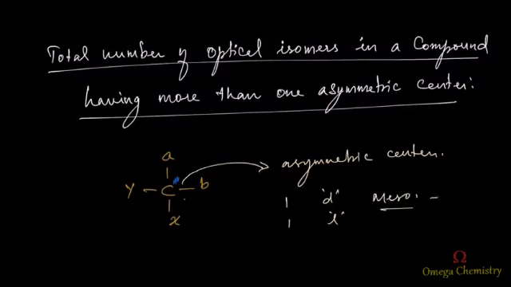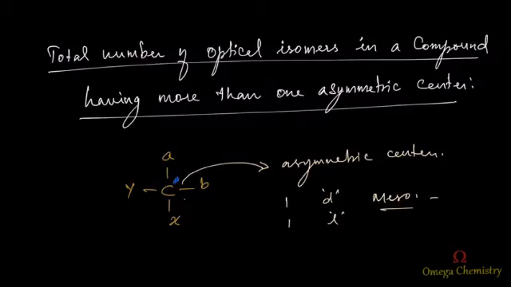Meso isomer is an isomer in which, if a molecule is divided into 2 equal parts, one half of the molecule will be the mirror image of the other half. In that case, one part will act as a D isomer and the other part will act as an L isomer. So there comes an internal compensation. That's why the molecule will be optically inactive. Still it is an optical isomer, right?